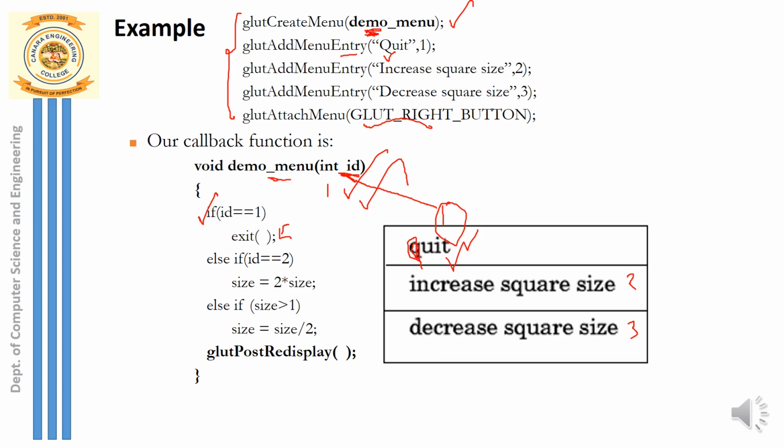Suppose the user clicks on the second option, ID 2 is returned. Assign an action here for ID 2. If ID is equal to 2, as the label indicates, increase the square size. How do you increase the square size? Double it. If size is a parameter, size into 2. And the third option is decrease square size. When you click on this option, automatically ID 3 is returned. So if the ID is 3, then reduce the size of the square.